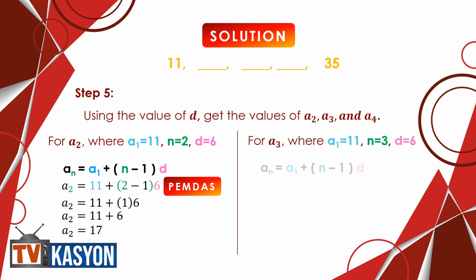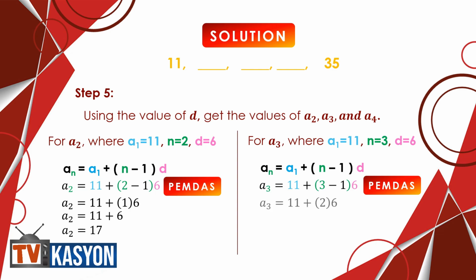For a sub 3, we write a sub 3 equals 11 plus the quantity of 3 minus 1 times 6. Following the order of operations termed as PEMDAS, we'll start with 3 minus 1, and that's 2. 2 times 6 is 12, so 11 plus 12 is 23. Thus, a sub 3 is 23.